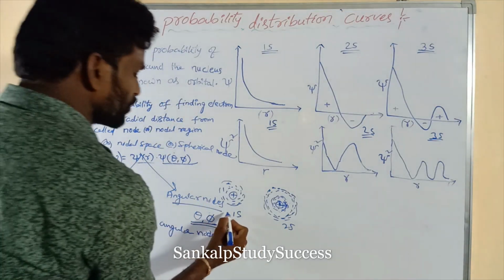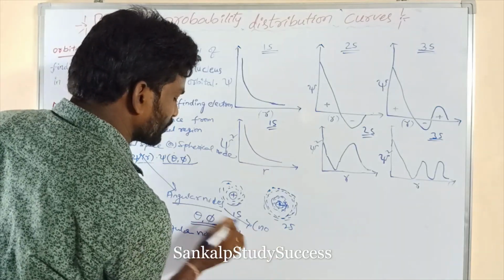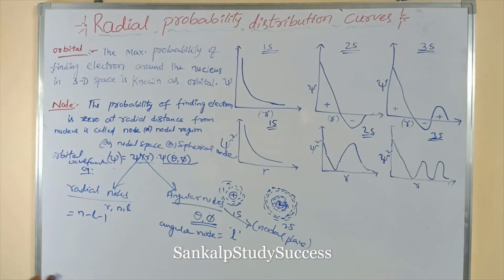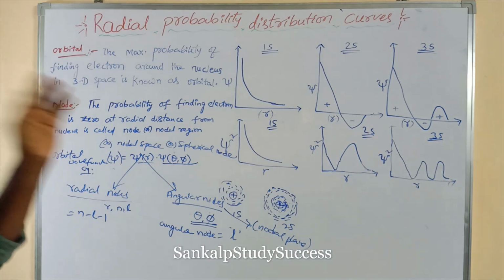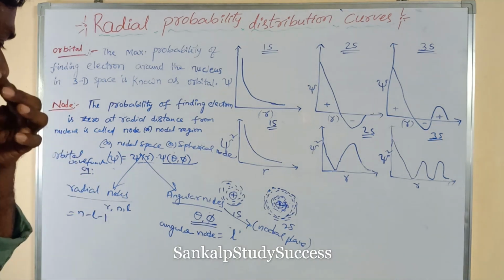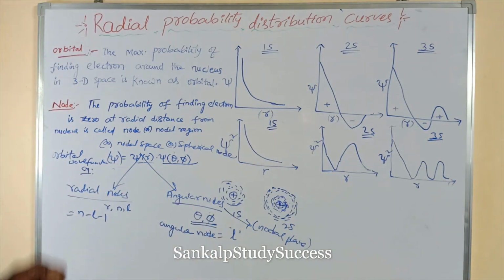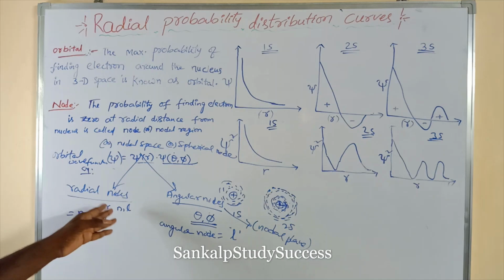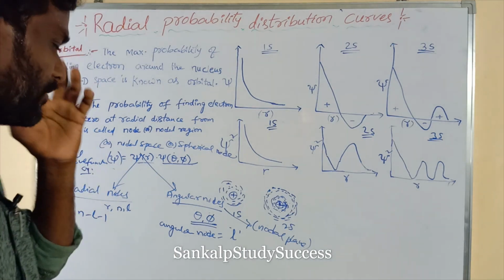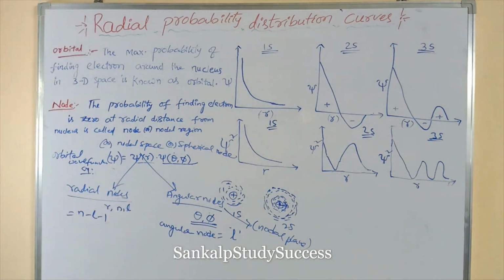Angular node is also known as nodal plane. So the number of nodal planes is equal to l. Now, nodes can be classified into two types: radial nodes and angular nodes. Radial nodes are dependent upon radial distance r, and n and l. n is the principal quantum number, l is the azimuthal quantum number. But angular nodes are dependent upon theta and phi, like angle, right?